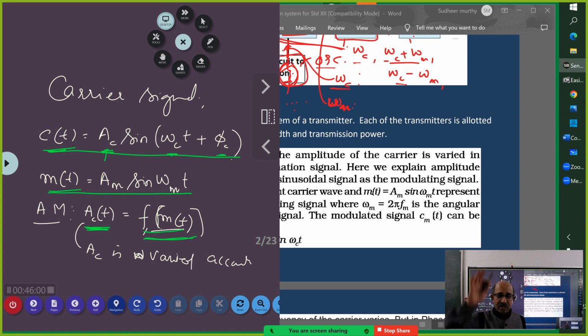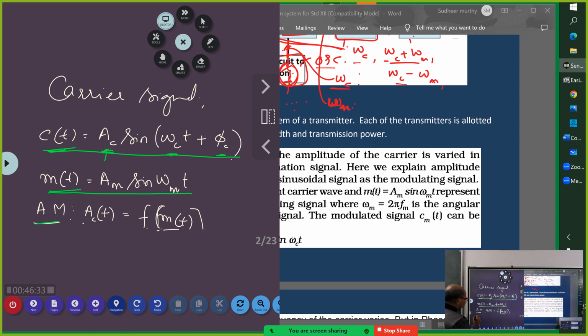The carrier frequency is something like around 100 kilohertz, in kilohertz. The modulating signal is in hertz. So you can cause the amplitude of the carrier to be varied in accordance with the modulating signal. Such a variation is called amplitude modulation. We call this type of modulation an amplitude modulated wave. Correct? The rest of the things will be the same.